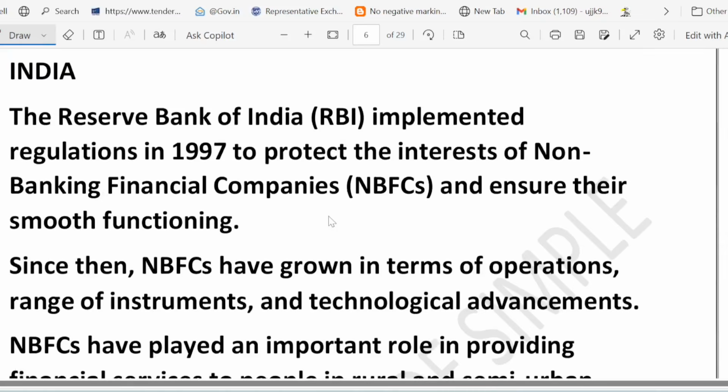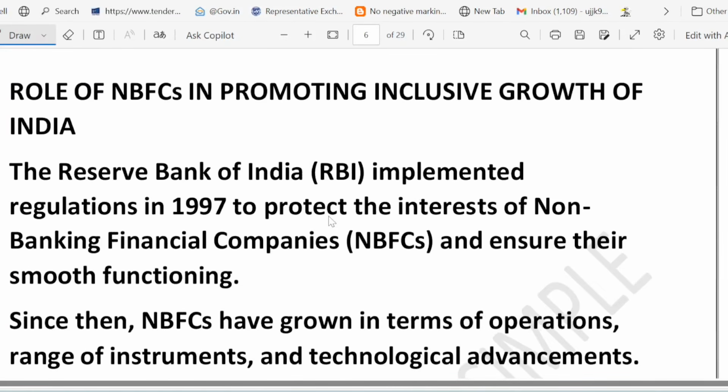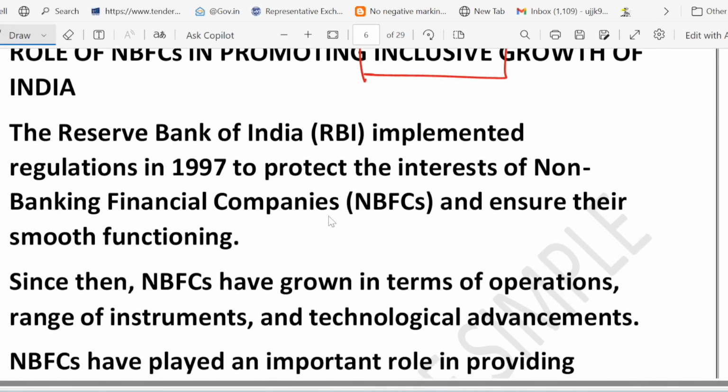Then part 2 is the role of NBFCs in promoting inclusive growth in India. So basically, what is the role of NBFCs in promoting inclusive growth in India? Have a look. First of all, NBFCs emerged as the heroes of financial inclusion. Yes, this is a very, very important point. Financial inclusion is about reaching the unreached. Banks often ignored rural and semi-urban areas.